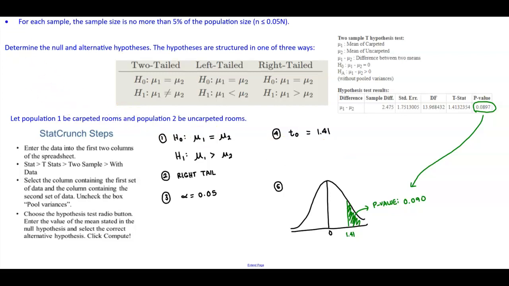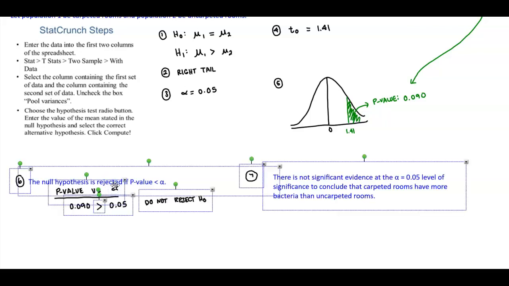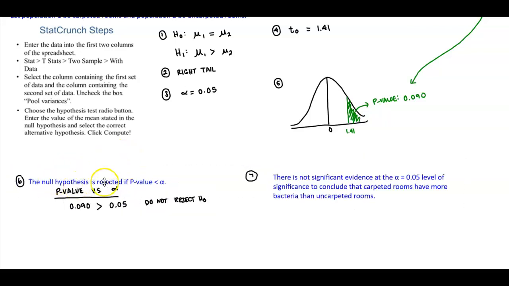Now we are ready to compare the p-value to the significance level and write our conclusion. So let's go ahead and do that. In step 6, the null hypothesis is rejected if the p-value is less than the significance level. Well, the p-value is 0.090. We know it's greater than the significance level of 0.05, so we do not reject the null hypothesis. Therefore, there is not significant evidence at the alpha equals 0.05 level of significance to conclude that carpeted rooms have more bacteria than uncarpeted rooms.